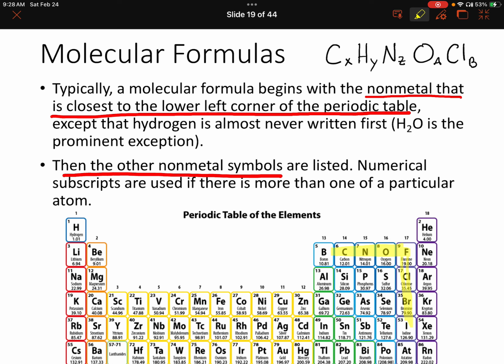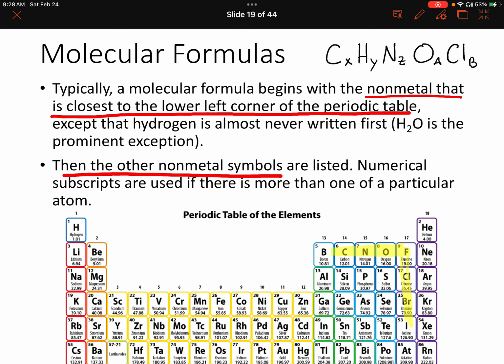Now, of course, there are going to be some exceptions to that. So if nitrogen is the main central atom, that would go first, followed by any other atoms. But most of our compounds contain a lot of carbons and hydrogens, so those will be present most of the time.